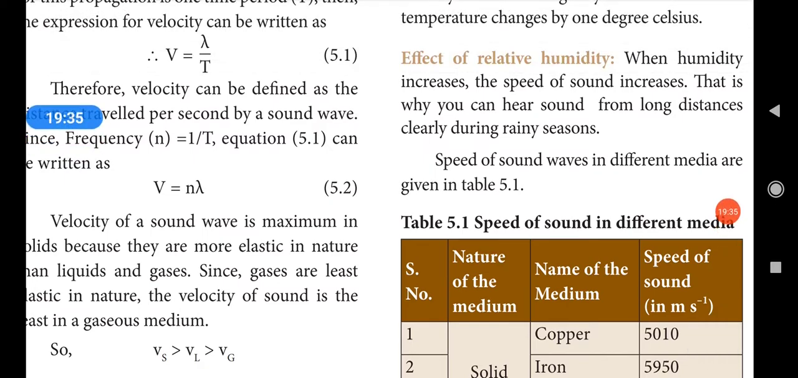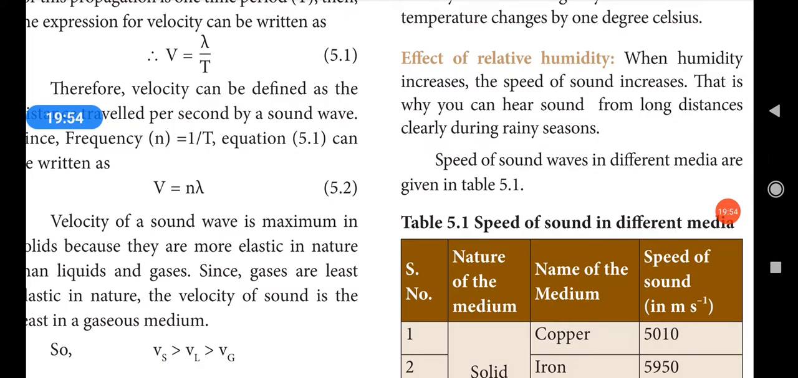See, when humidity increases, the speed of sound increases. That is why you can hear sound from long distances clearly during rainy season. So in rainy season you can hear the sound from a long distance because humidity அதிகமாக இருக்கும் rainy டைமில் பார்த்தீங்கன்னா.